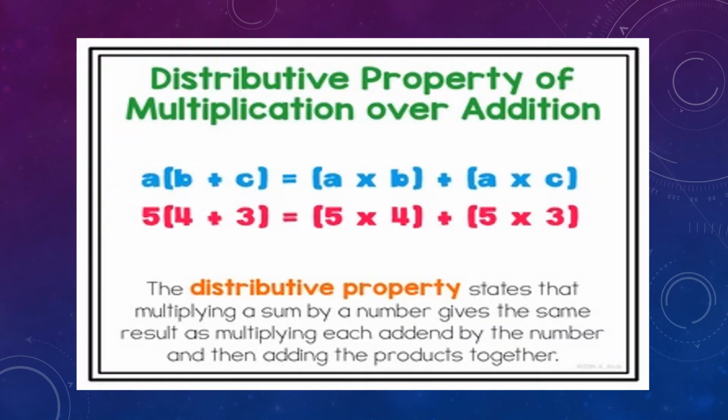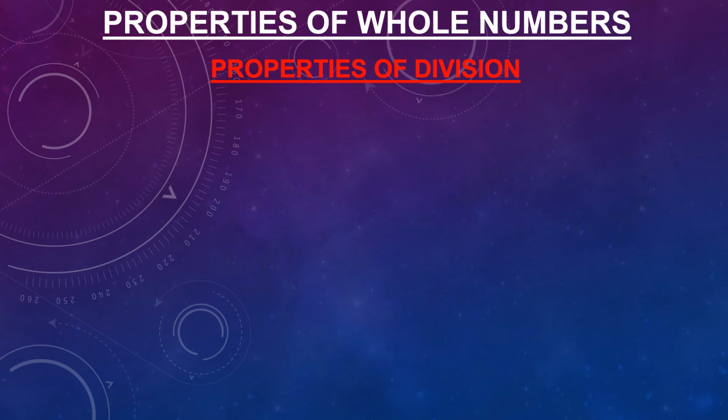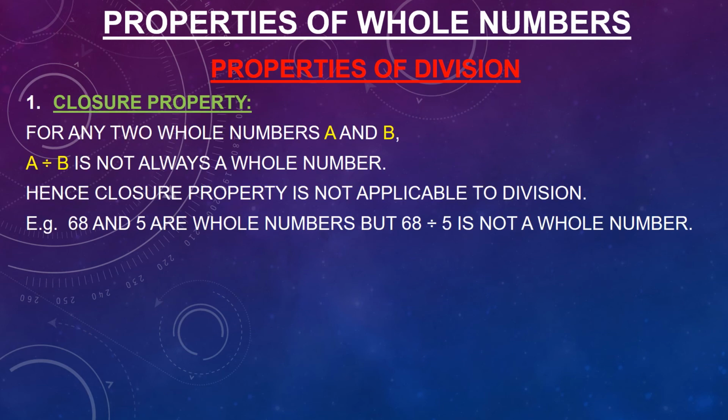One more example of distributive property. Next, properties of division. First property, closure property. For any two whole numbers a and b, a divide b is not always a whole number. Hence, closure property is not applicable to division. Example, 68 and 5 are whole numbers, but 68 divide 5 is not a whole number.